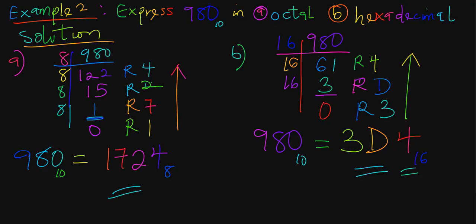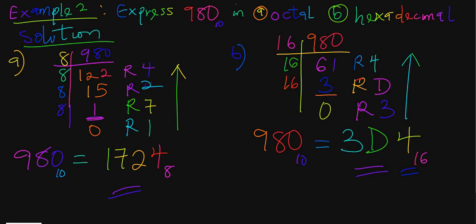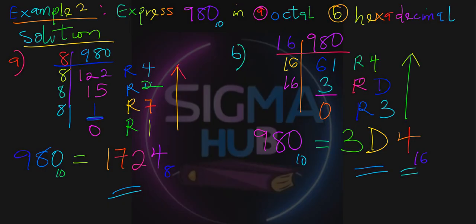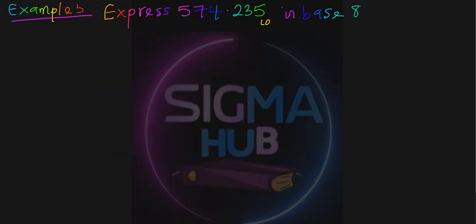Now let's look into the third example that I've prepared for you. So the third example says we should express 574.235 base 10 in base 8. So this third example is having a decimal number, 574.235, and that's what we want to convert to base 8.